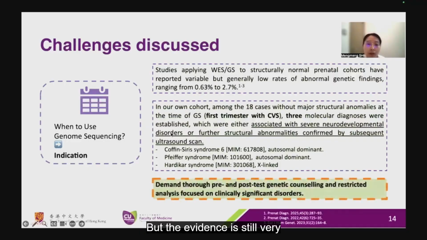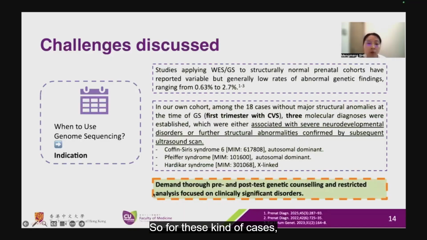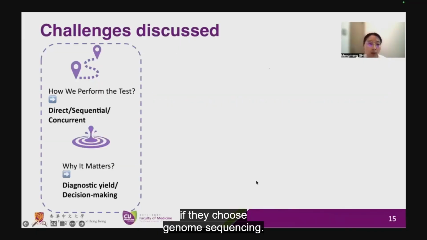But the evidence is still very limited for this case, how these structurally normal cases will benefit from genome sequencing. So for this kind of cases, demanding thorough pre- and post-test genetic counseling and restricted analysis focused on the clinically significant disorders, if they choose genome sequencing.